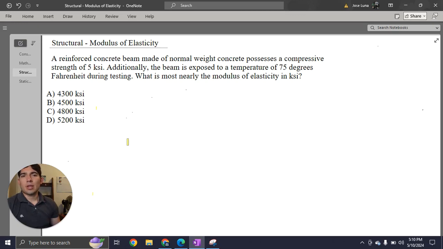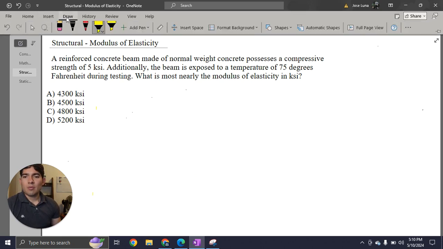Today we're going to be doing a concrete modulus of elasticity problem for your FE review. In this case, we're told about a reinforced concrete beam made out of normal weight concrete, and it has a compressive strength of 5 ksi. It also tells us the beam is exposed to a temperature of 75 degrees Fahrenheit during testing, and we need to solve for the modulus of elasticity in ksi.